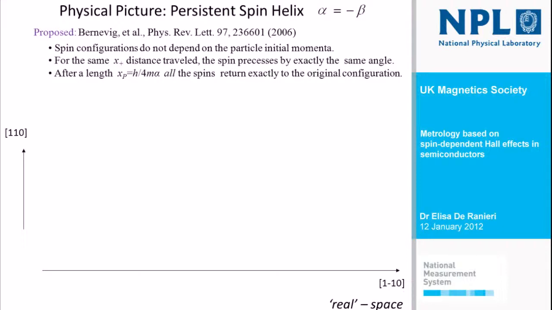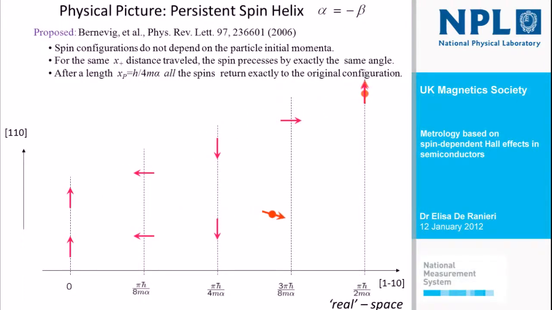It doesn't matter what path the electron is following along the channel and when it scatters sideways, because for any given distance x that it travels along the 1-1-0 direction, the spin will have precessed exactly by the same amount. So if you start with two electrons which have a different k vector, they will move faster or slower, but at a given x value along the channel, they will have precessed by the same amount. And this is why this kind of spin helix can occur, because you have this long-lived phenomenon of spin coherence.